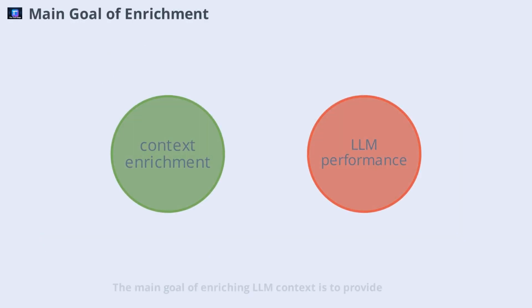The main goal of enriching LLM context is to provide all relevant data that can help the model perform better. This means not just feeding the LLM the main content, but also any supporting information that could be referenced or required for a more accurate response. After watching this video, you'll understand the importance of context enrichment and how to implement it in your own LLM applications for improved performance and reliability.